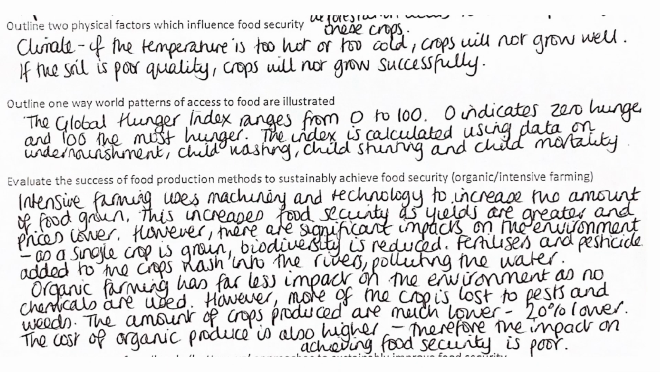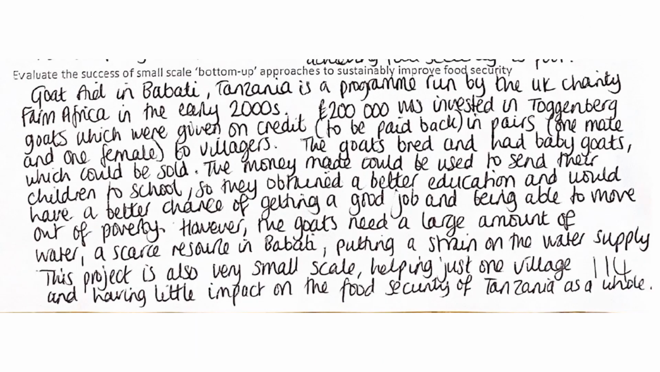2 physical factors that influence food security. One way world patterns can be illustrated. Evaluate the success of food production methods to sustainably achieve food security. So talking about organic farming versus intensive farming in that instance. Evaluate the success of small-scale bottom-up approaches. Well, this is where you talk about your goat aid.